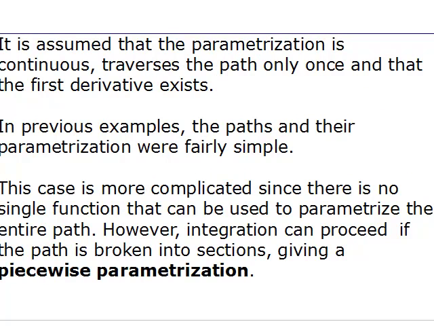As usual, we're going to assume that there's a parameterization for the top half of this washer, and that in this parameterization the path around the top half is continuous and it's traversed only once, and that the continuous first derivative exists. In the previous examples the paths were easier because they only required one parameterization. This is going to require more. So in order to do the integral, we break it up into pieces.